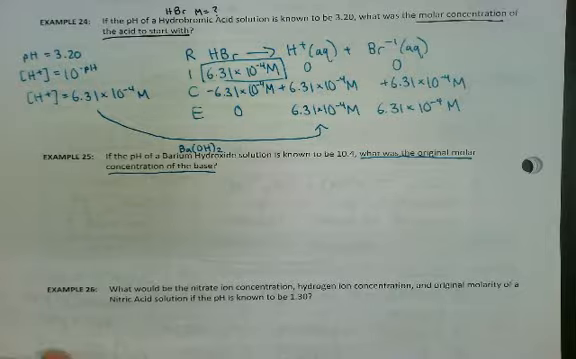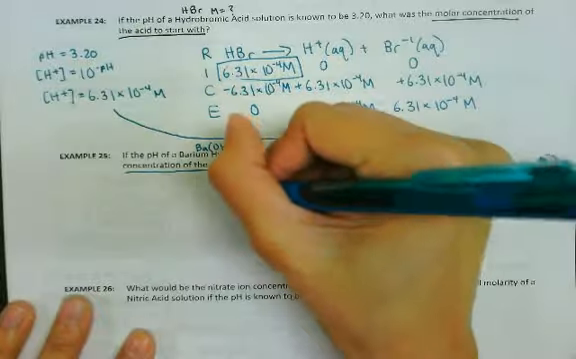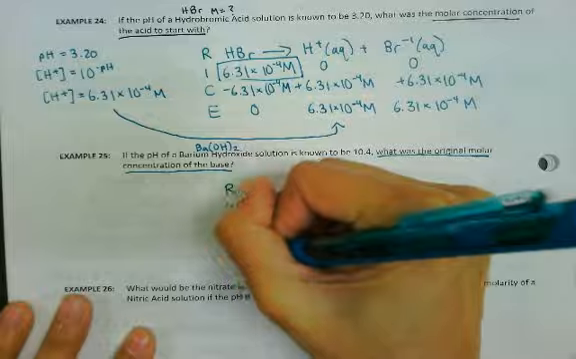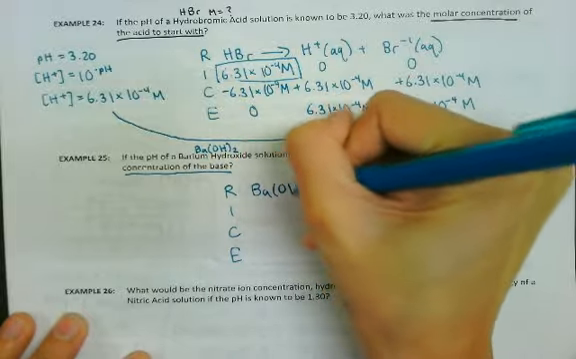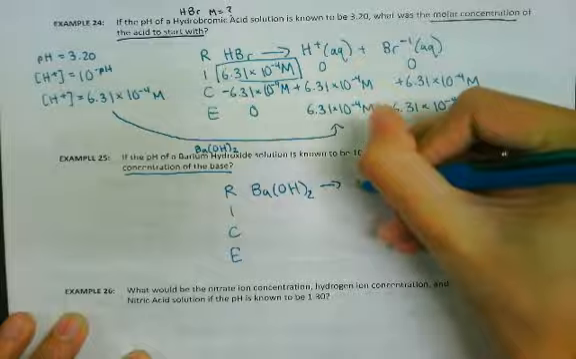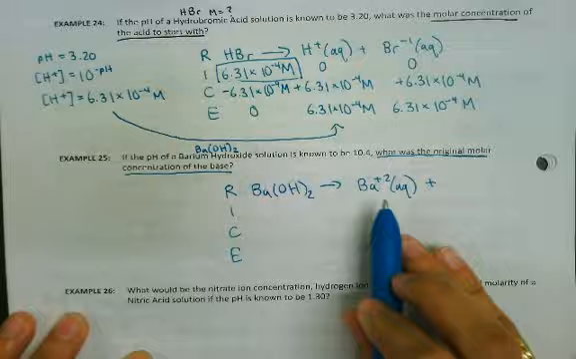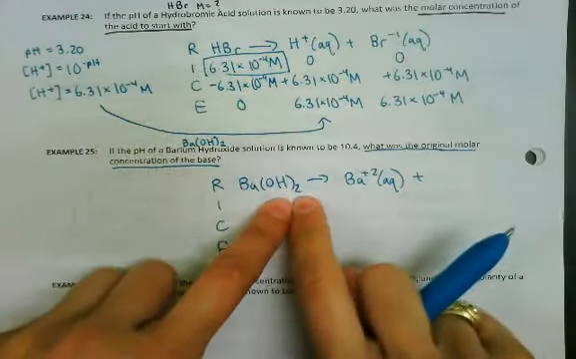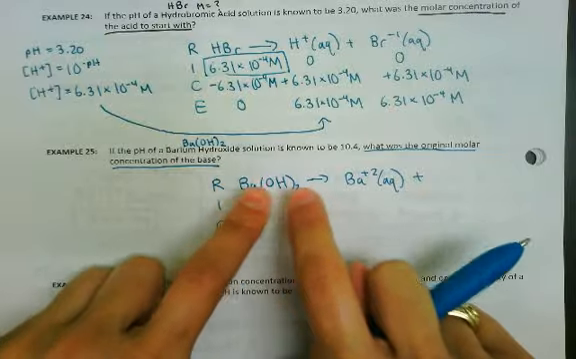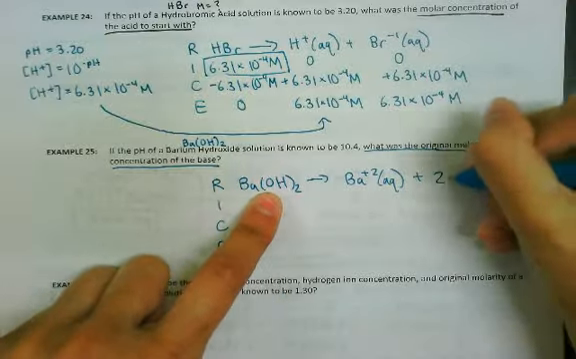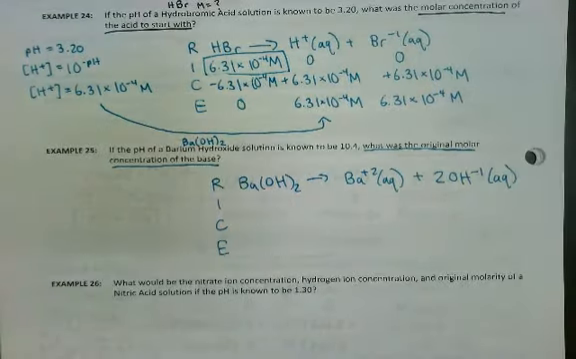So same thing, we're going to have to work backwards, but this is in fact a base, and so, if we were to write out our rice table, and we were to write the dissolving equation for this guy, you would get the barium with a +2 charge, and then we have 2 hydroxide. This compound is made up of 1 barium ion for every 2 hydroxide. So I'm going to make sure I include that 2 as a coefficient over here in my dissociation equation.